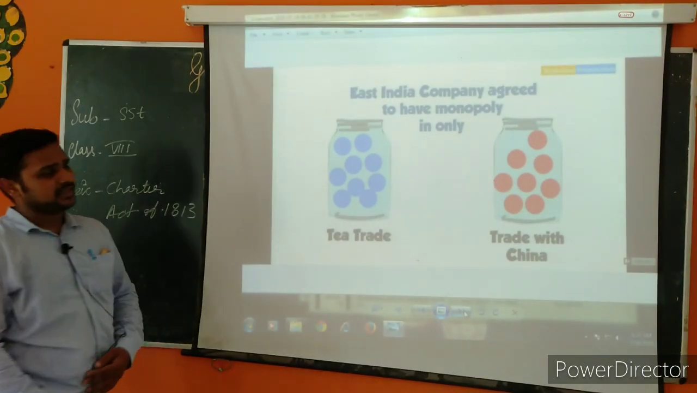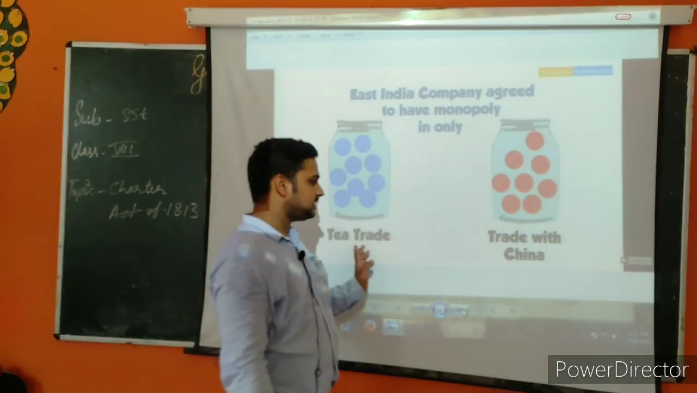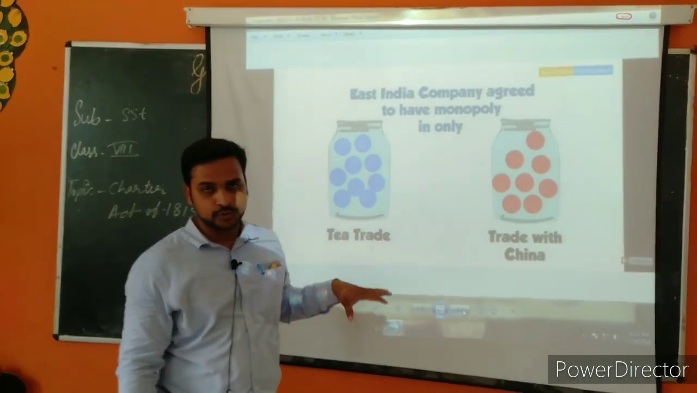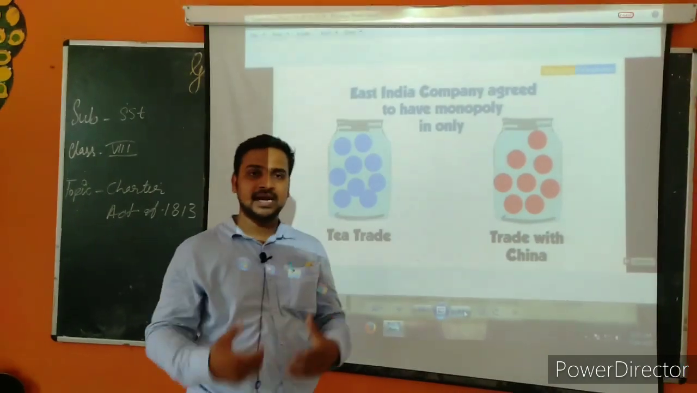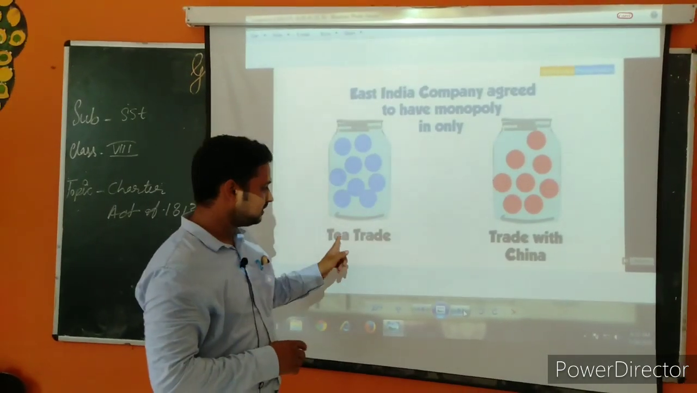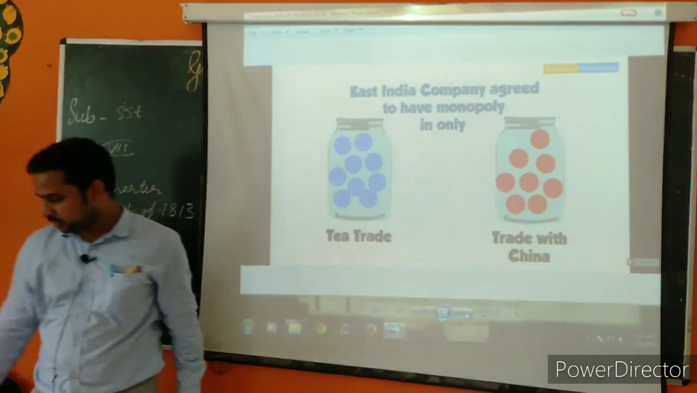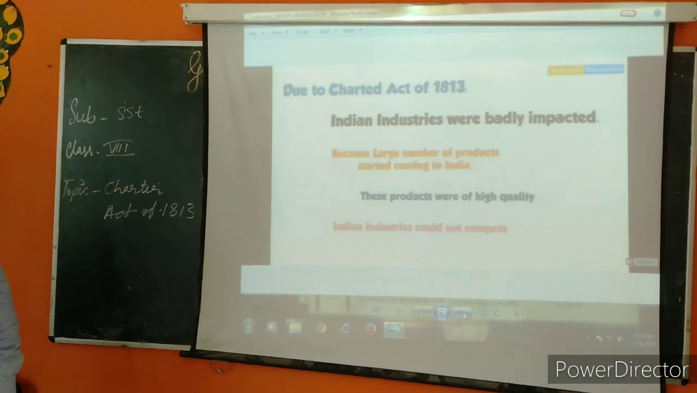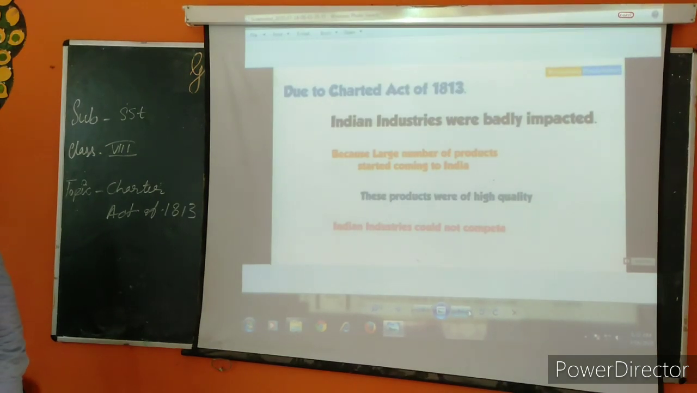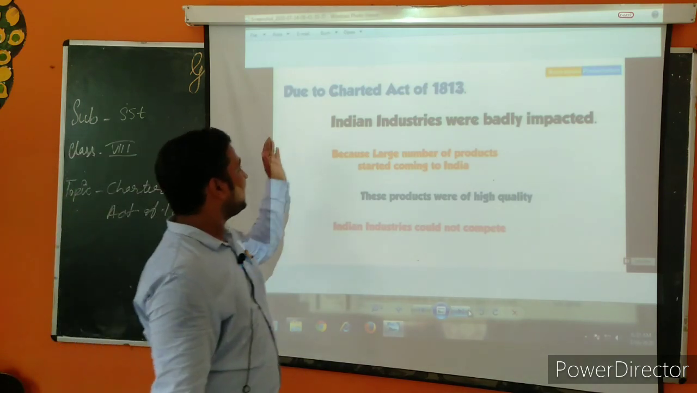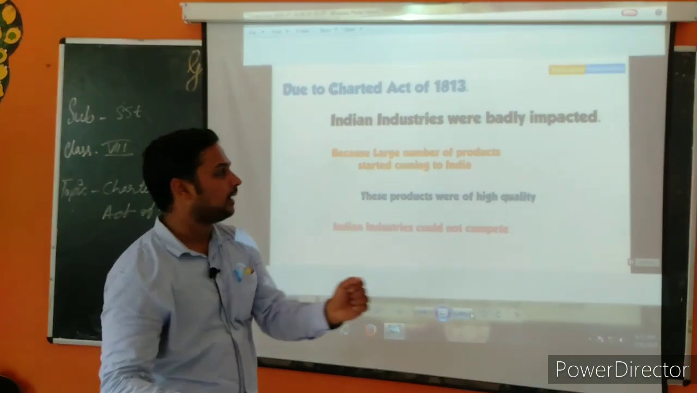East India Company agreed to have monopoly in only tea trade. So East India Company removed all the monopolies, removed all the rights. Now each and every country can trade in India but except tea. So keep this in your mind. It can be asked in your examination which was the trade which was only allowed to be done by the Britishers. If you talk about the Charter Act, due to the Charter Act, what had happened?